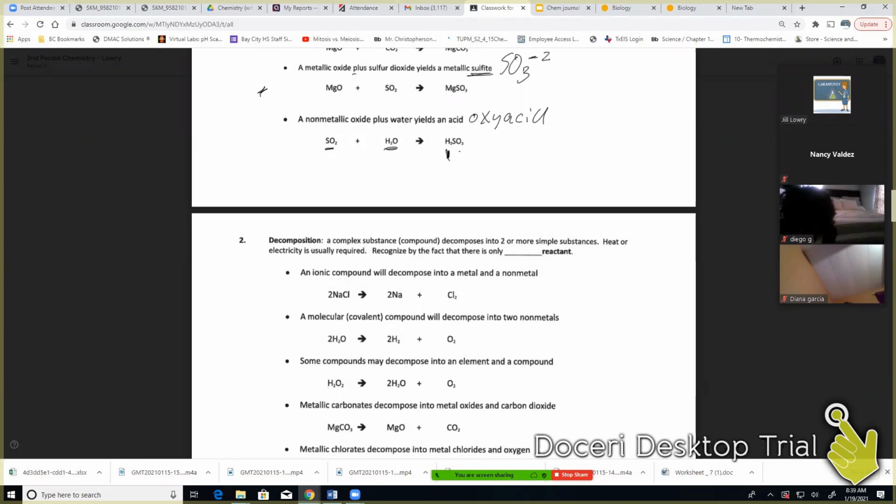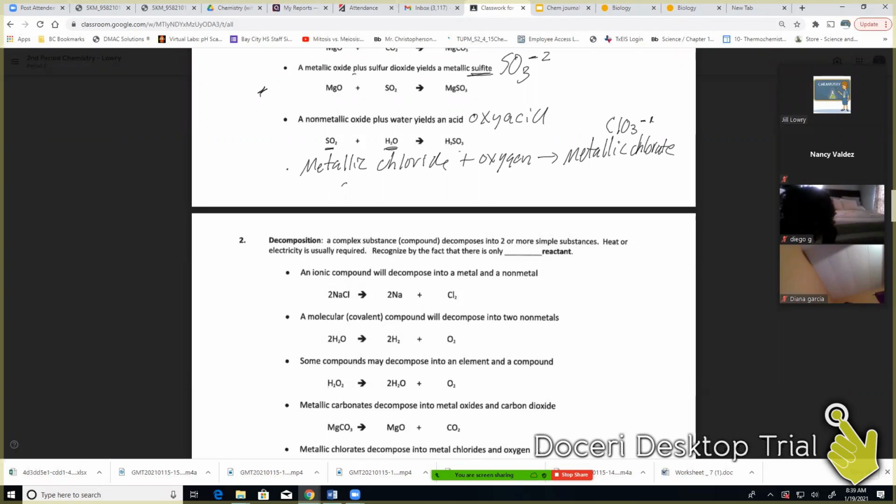The last one I'm going to get y'all to write in, it's not on here, is a metallic chloride plus oxygen yields a metallic chlorate. And the chlorate is ClO3 with a -1 charge. All those that I'm writing are polyatomic ions, and then I'm putting their charge.